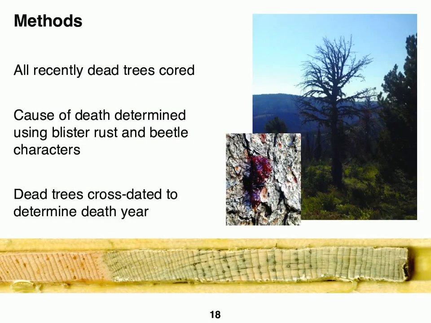And I also cored every single dead tree that I found in the plot. And I determined the cause of death by looking at characters for blister rust, whether it was rodent chewing or old cankers, and beetle characters, J-shaped galleries, pitch out, frass, etc. And then I cross-dated dead trees to determine the death year. And blue stain was another character, and this core clearly shows that.